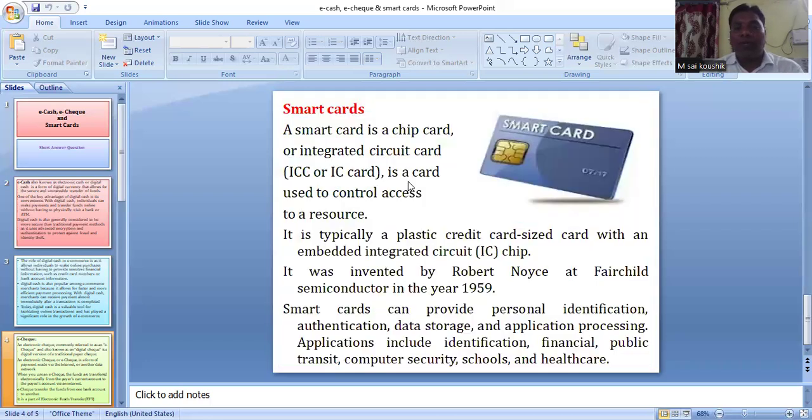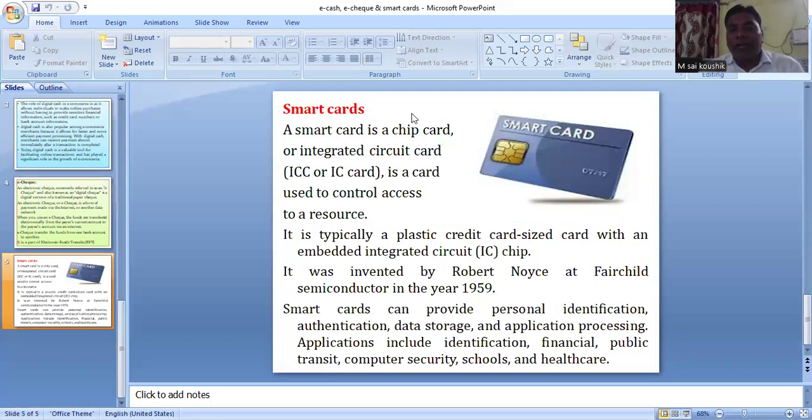Then we go to your smart card. When you carefully observe this diagram here, one integrated chip is there. The chip will be included. Which kind of information is there, ma? Look here, all of you. The smart cards can provide personal information or personal identification in the chip, authentication information in the chip, data storage of the customer, and application processing by the customer.